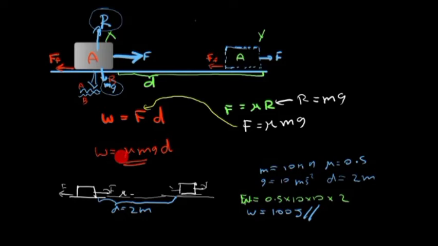The finalized equation is W equals mu m g d. Now I'm going to substitute 0.5 for mu, the mass is 10 kilograms, and the gravitational acceleration is 10 m s^-2, or newtons per kilogram. I'm substituting the distance as 2 meters, from location x to y, and the work done is going to be 100 joules. You have done a work against friction of 100 joules, or you may write it as 100 newton meters. Simple.